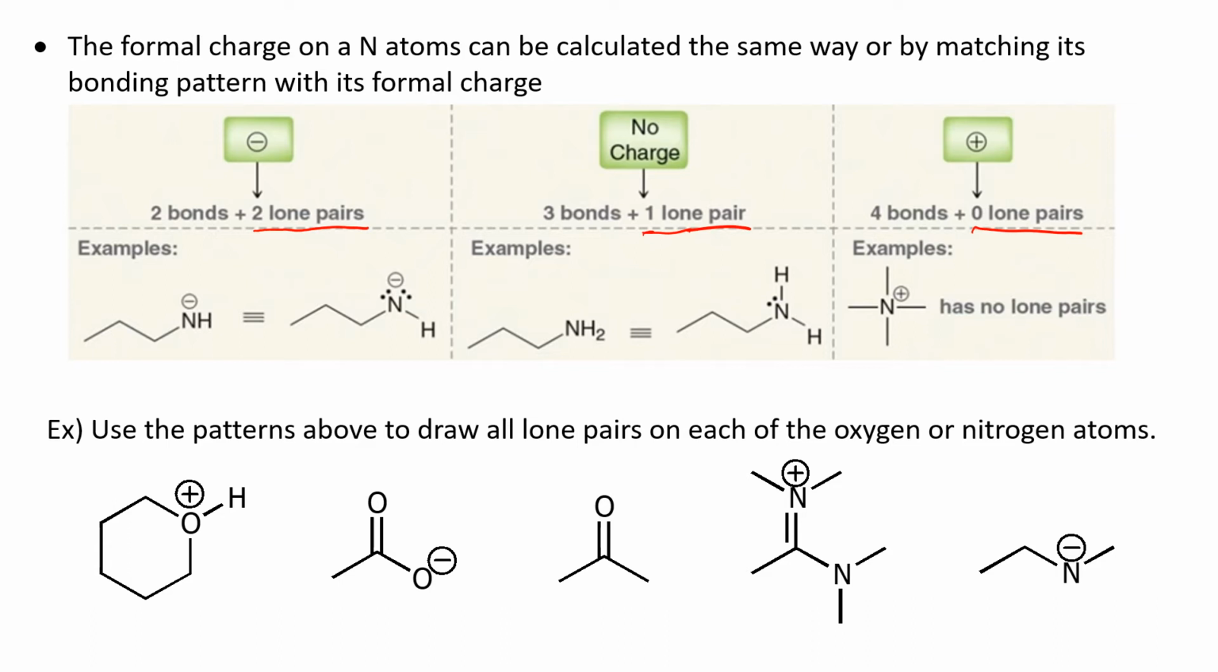So I'd like you to pause the video, use the patterns from carbon, oxygen, and nitrogen that we just learned, and try to indicate the number of lone pairs that are on each of the oxygen or nitrogens.